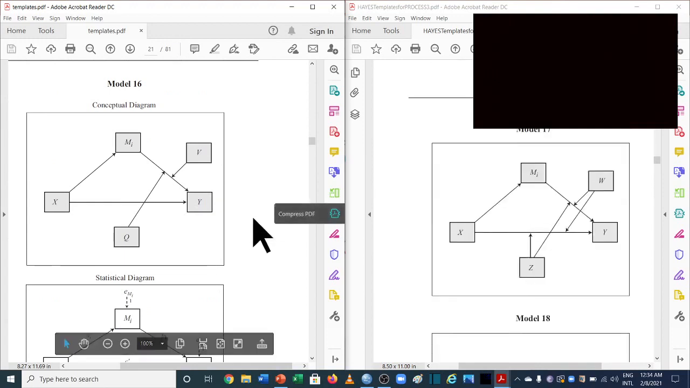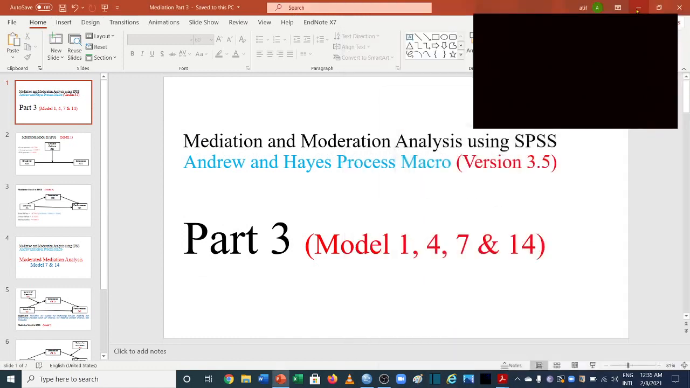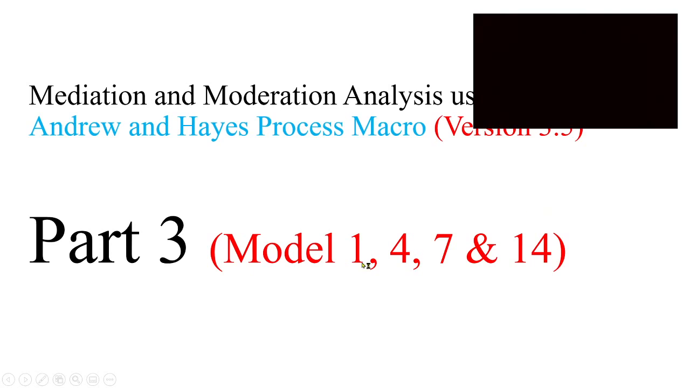16. So as most of us, we do not go towards these complex analyses. So model 1, model 4, model 6, 7, and 14 are enough in order to know what they have really changed. So now let's just go back to our analysis part. And here we want to be very clear that we'll be doing analysis with model 1, which is for simple moderation, model 4, model 7, and model 14.